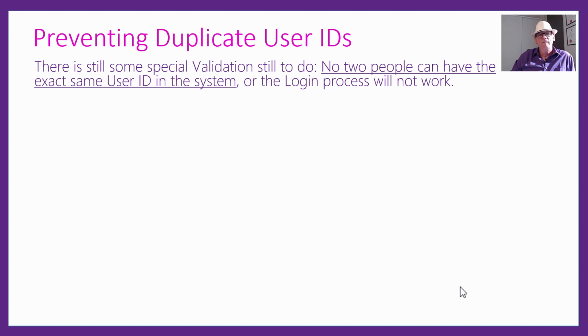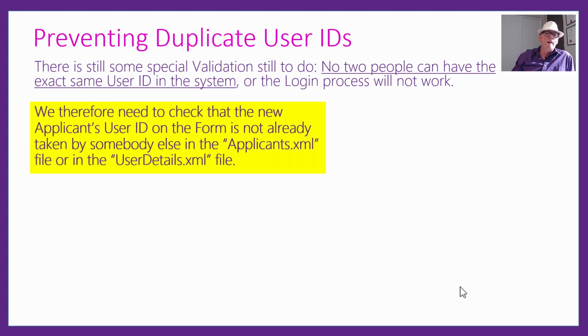So user ID, if you just think about it, it's got to be unique. We can't have 2 identical user IDs, so we have to have protection and validation to make sure that doesn't happen. So every time someone fills out the form and they've put in a user ID, we need to check the user details XML of registered people who are already on the system.